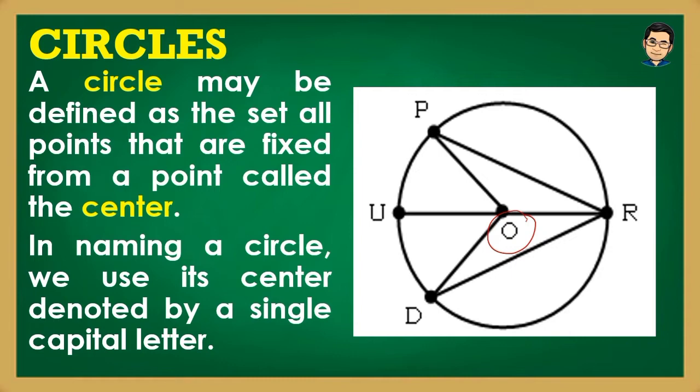In naming a circle, we use its center denoted by a single capital letter. So, yung center po ng circle na yan ang ginagamit para pangalanan yung isang circle. Okay. So, paano natin papangalanan yung given circle na yan? Siyempre, yung center ng circle is O. So, yung symbol for circle, bilog. And then, may gitna, may point sa gitna, and then yung capital letter. So, single capital letter, isa lang po. O. Ayan. So, that is circle O.